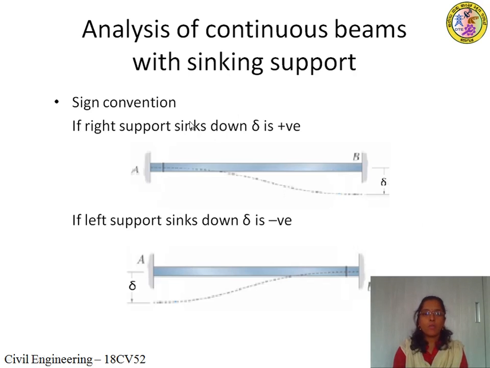The sign convention we follow in case of sinking support says that if the right support sinks down by delta, then delta is taken as positive. In this case AB is a member where A is the left end and B is the right end. If B, the right end, sinks down by delta, then delta is taken as positive. On the other hand, if the left support sinks down by delta, then delta is taken as negative. So for the same beam AB, if the left support A sinks down by delta, then delta is taken as negative. That is the sign convention we have to follow in case of sinking supports.